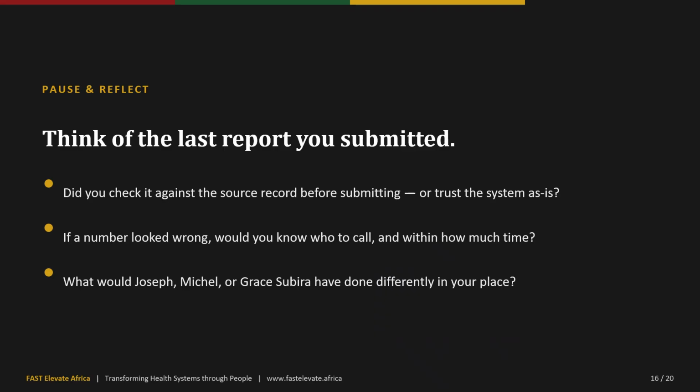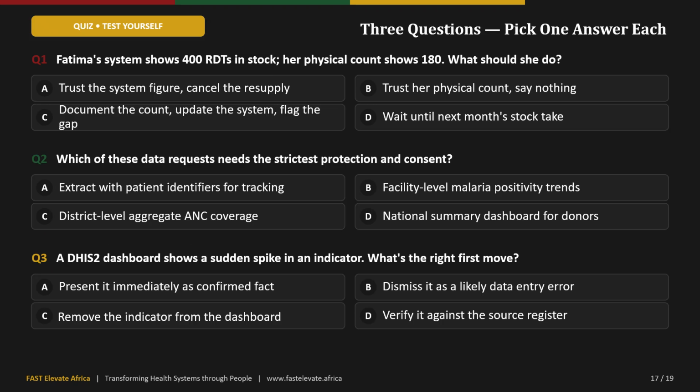Before we look at the quiz, take a moment to pause and reflect. Think about the last report you submitted. Did you verify it against the source records? If something looked unusual, would you know who to contact and how quickly? Developing digital capabilities starts with asking better questions. Here's a quiz to test your understanding. I'll read the questions and provide the answers in the next slide.